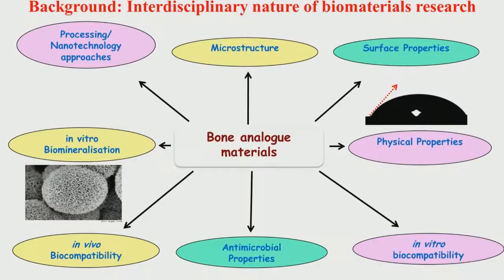Now, this slide shows the different aspects that one has to consider while developing these bone analog materials. The first one is processing or nanotechnology approaches: how to make this material with a bone mimicking microstructure. Remember, natural bone is a collagen and hydroxyapatite based nanobiocomposite. Collagen is one kind of protein. What is protein? I will introduce that later. You have to remember that collagen is one type of protein, and hydroxyapatite is the inorganic part of the human natural bone.